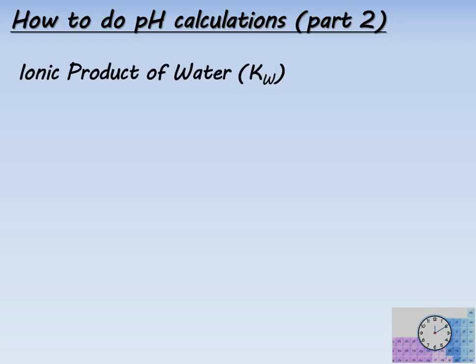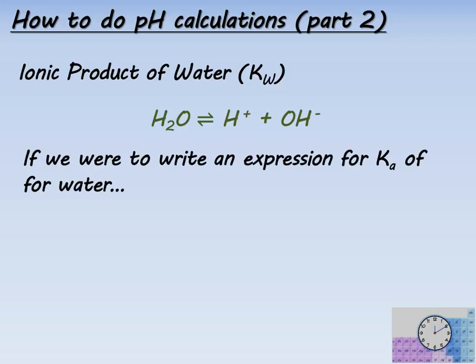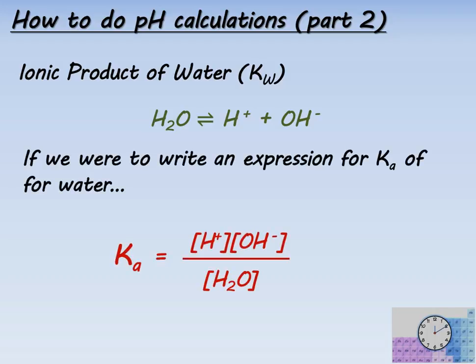So Kw is the ionic product of water. Water dissociates into its ions according to this equation. And we could, like any weak acid, write a Ka for this expression, where we would have the concentration of H plus times the concentration of OH minus divided by the concentration of water.